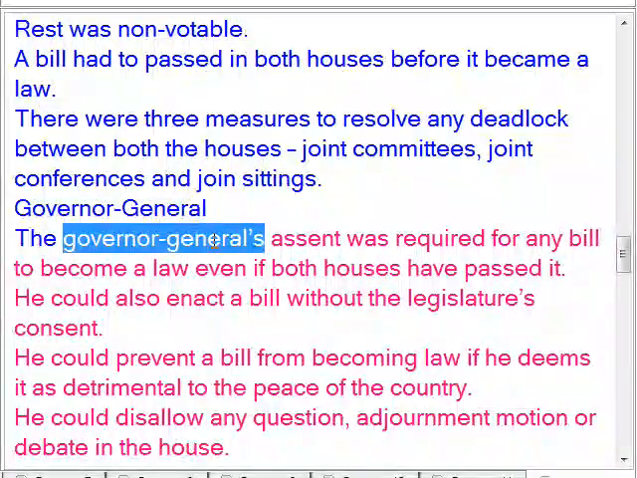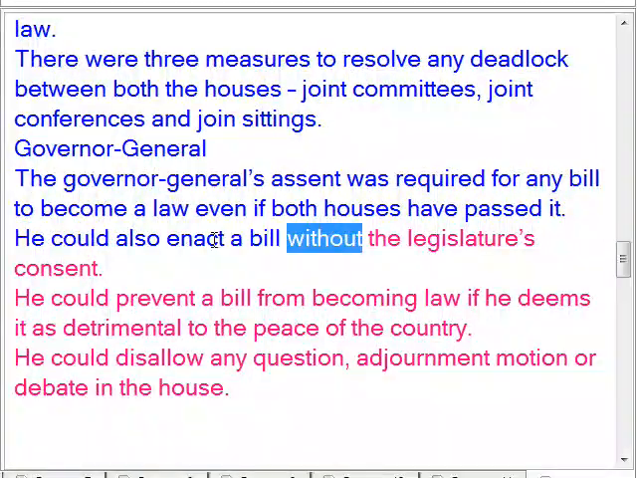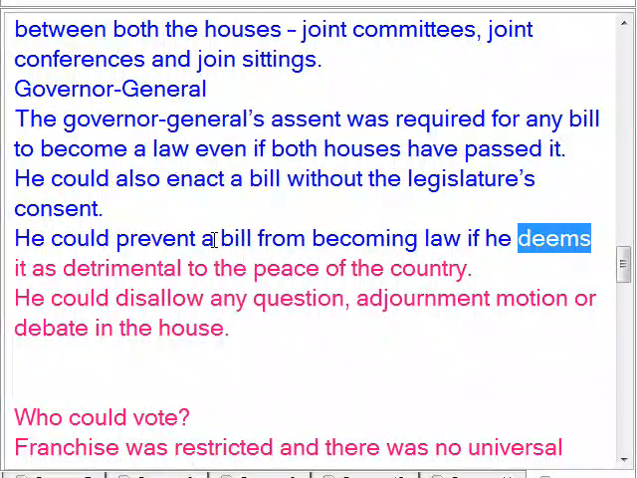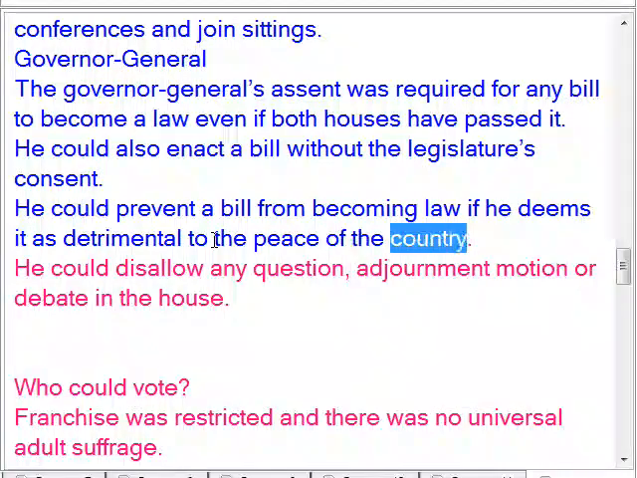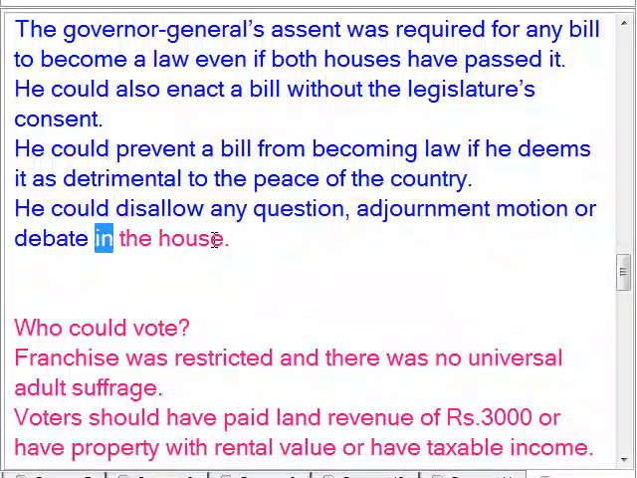Governor-General: the Governor-General's assent was required for any bill to become a law even if both houses had passed it. He could also enact a bill without the legislature's consent. He could prevent a bill from becoming law if he deemed it detrimental to the peace of the country. He could disallow any question, adjournment motion, or debate in the House.